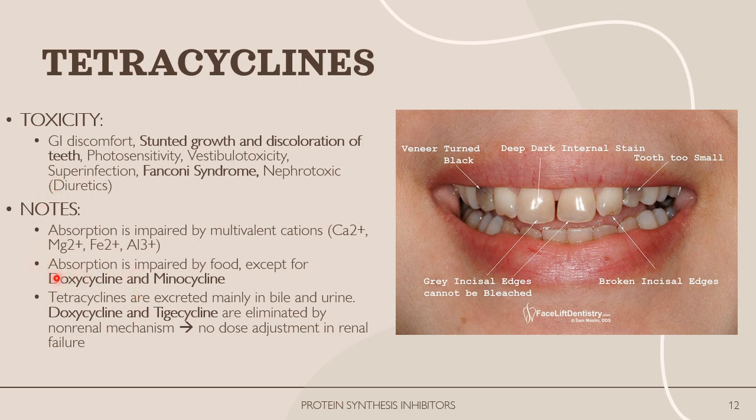And number two, absorption of tetracycline is impaired by food. So you advise tetracycline to be taken before meals or 30 minutes after meals, except for doxycycline and minocycline. The absorption of these two is not impaired by food. Tetracyclines are excreted mainly in the bile and the urine, okay, except for doxycycline and minocycline. They are eliminated by a non-renal mechanism, so we don't need any adjustment in patients with renal failure.